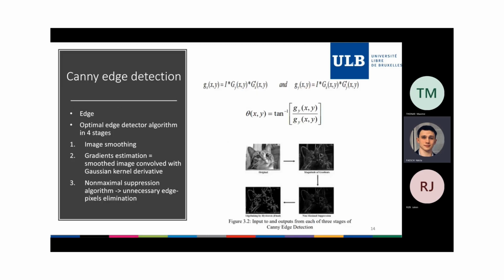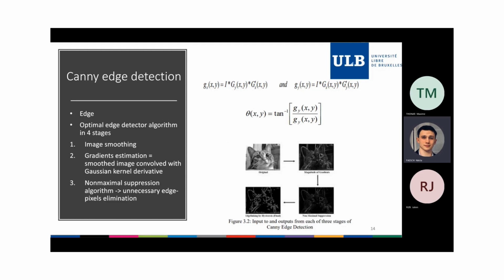Edges are local variations in the image function which are defined by a discontinuity in gray level values and have strong intensity contrast. That's why we'll use Canny edge detection, which is an optimal edge detector algorithm that maximizes the probability of detecting true edges while minimizing the probability of false edges. It is an intermediate level image processing operation implemented in 4 stages.